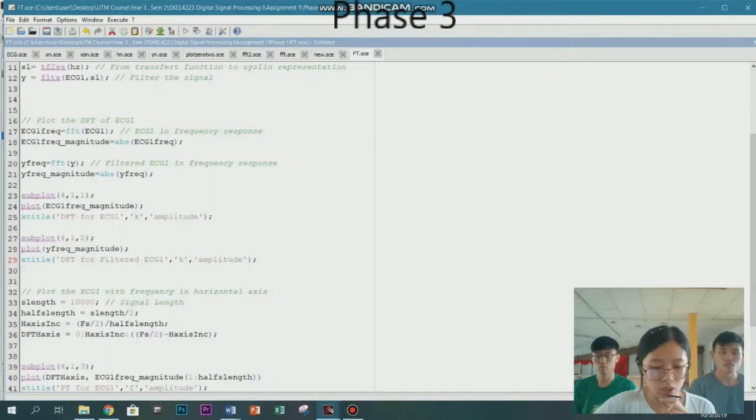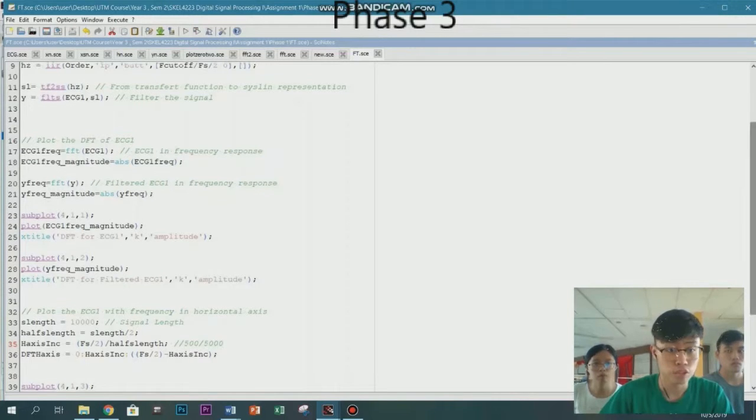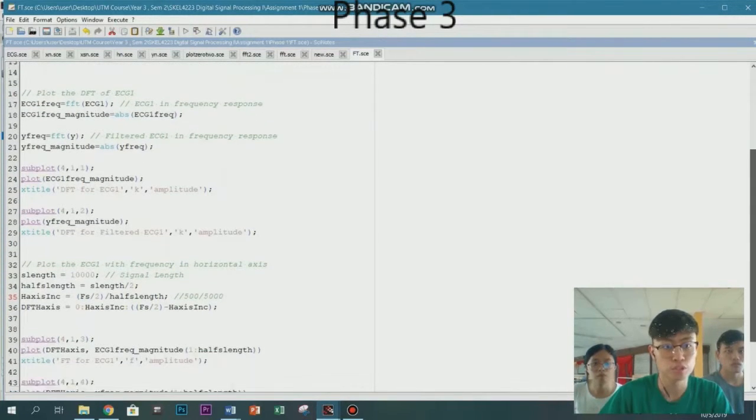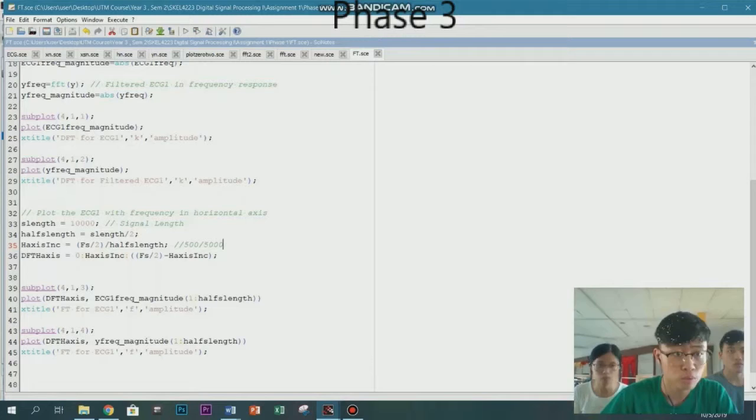ABS is the absolute value of elements in the ECG1 frequencies. So it is the complex modulus of the ECG1 frequencies if ECG1 is a complex number. We show the discrete Fourier transform for the original ECG1 signal, and we show the filtered ECG1 signal as well. Now we change the discrete Fourier transform into the Fourier transform, which means that the horizontal axis will become the frequency instead of K. The code is typed below.